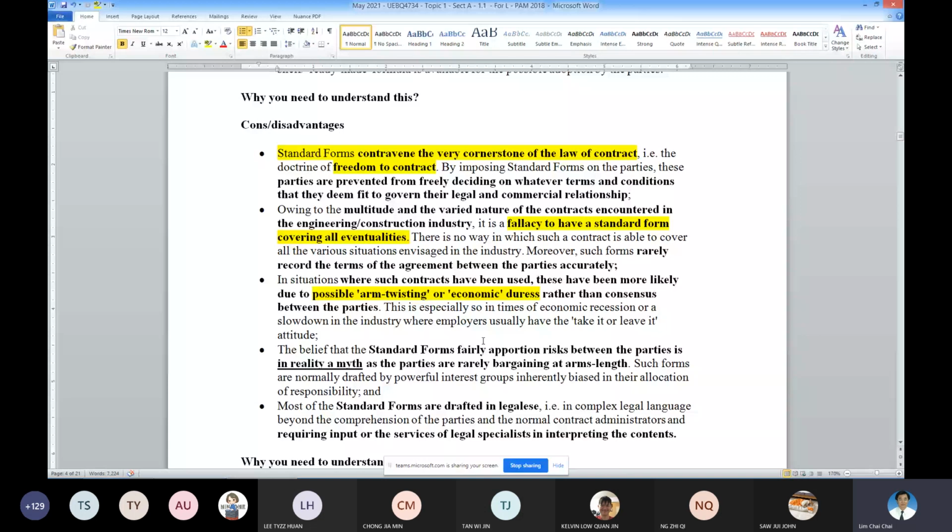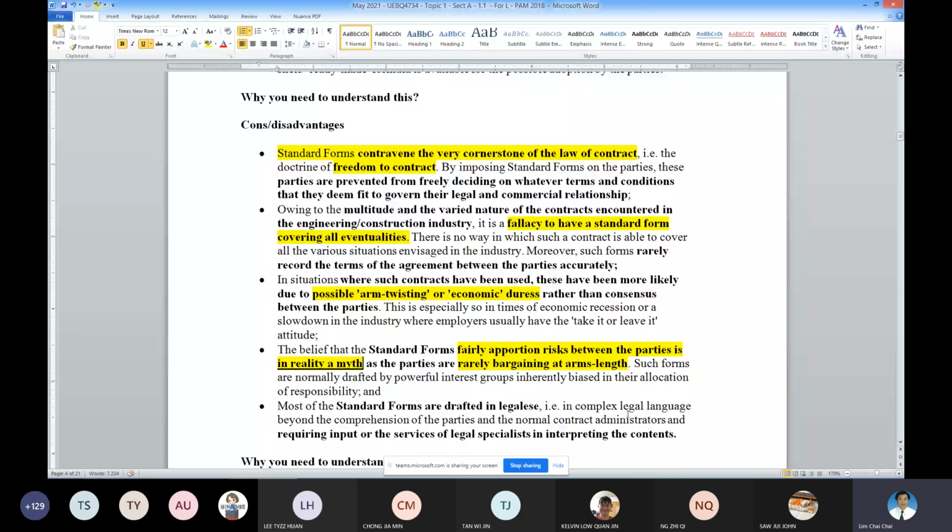So, and also earlier we said advantages, they are fair, but actually it is not fair. So these are the disadvantages. Okay, you apportion the risk among themselves is not correct. It is a myth. I hope you understand the term myth. Okay, so this is another disadvantage.